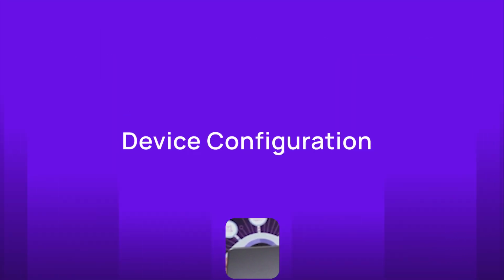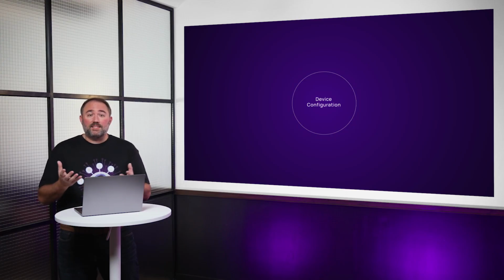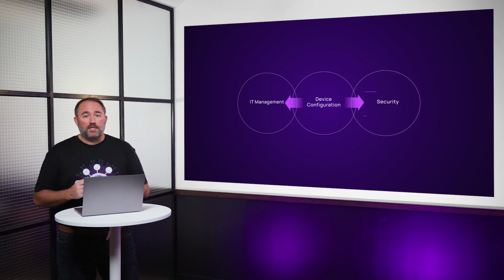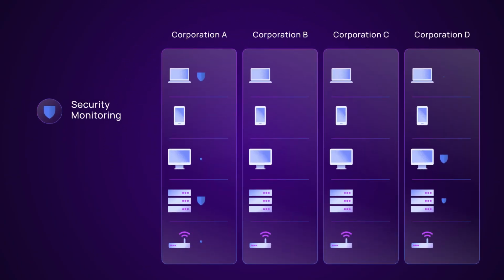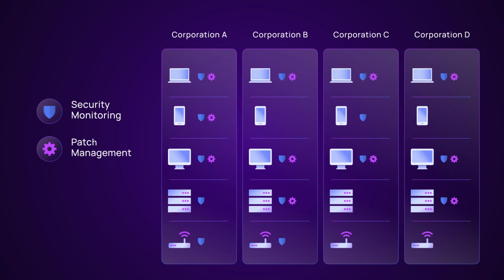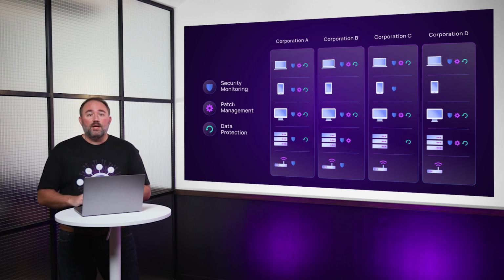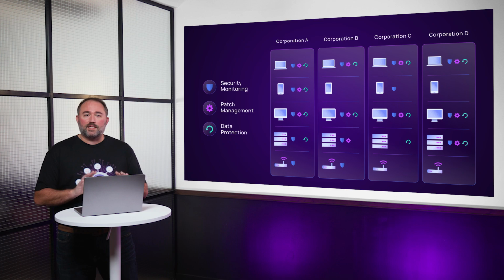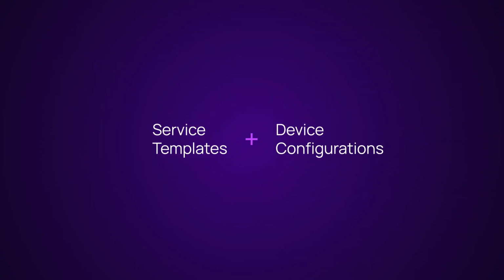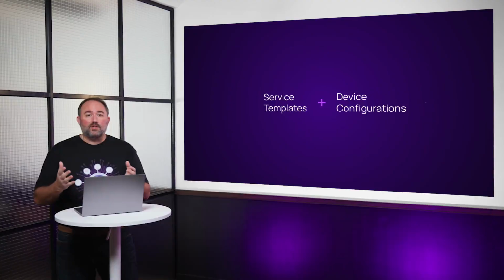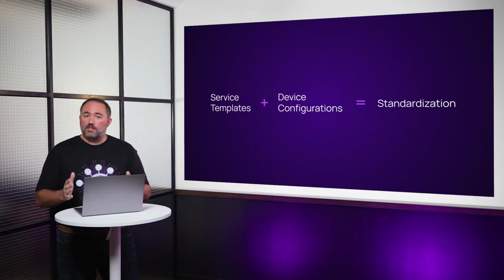Next, let's talk about device configuration. You can create rules that are either standard or dynamic for device configuration. Device configuration kind of blends the side of IT management and security. So whether those device configurations are deploying security or deploying patch management or deploying your data protection, maybe through Cove, our favorite, either way, you get to configure your devices so that they're set to a standard. Predictability is really important when it comes to technician efficiency, and that's what we're aiming for with our service templates combined with our device configurations that allow things to roll out and create the standardized policies that you'd like.